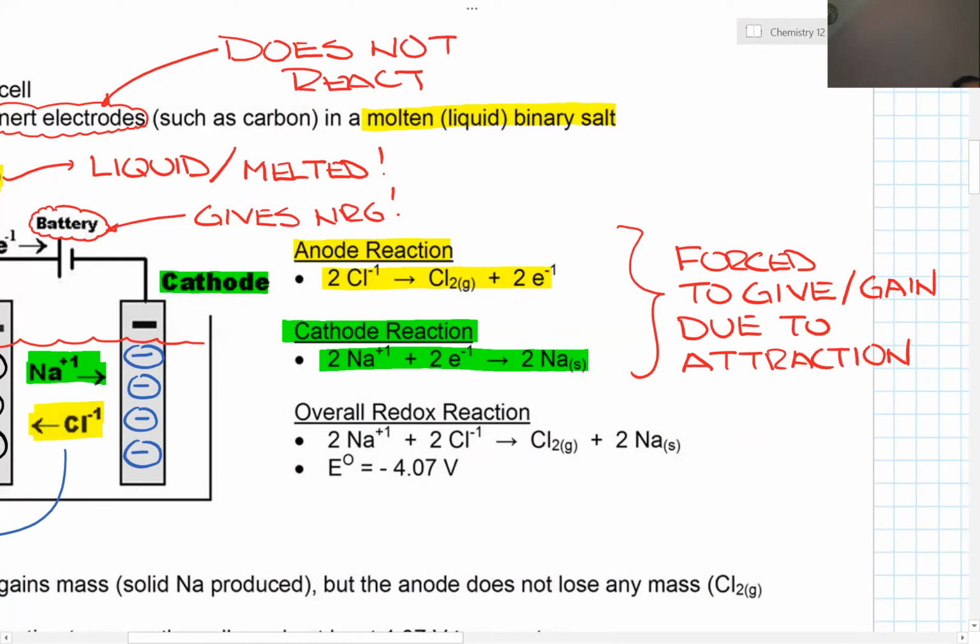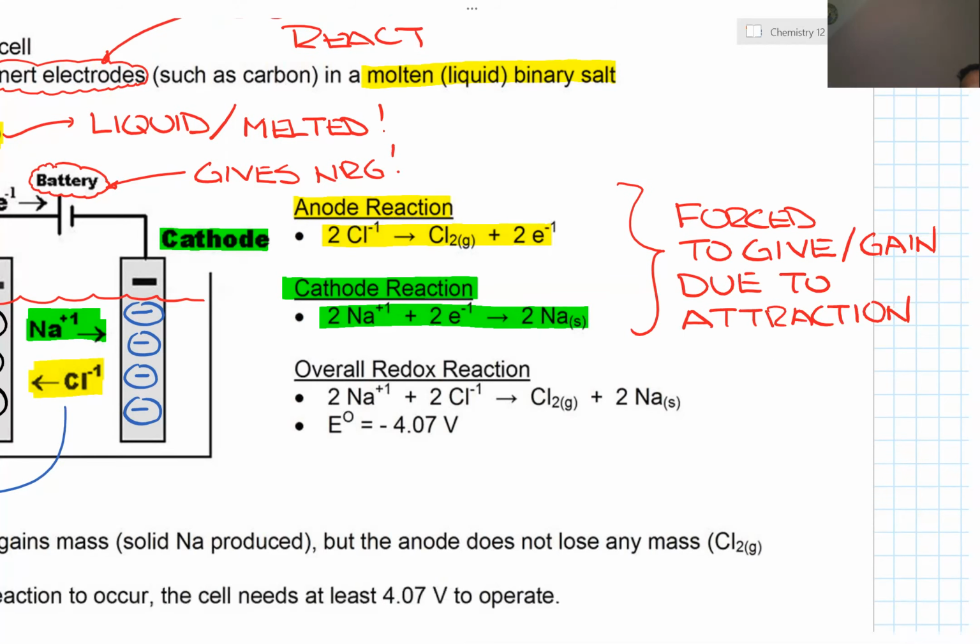Okay? So in this case, chlorine is forced to give up electrons. Sodium is forced to accept electrons. And when we combine the anode and the cathode reaction, what you get is this overall reaction, and voltage.